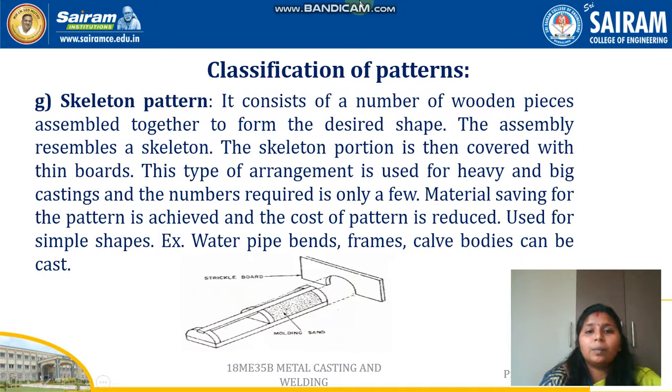The next one is the skeleton pattern. It consists of a number of wooden pieces assembled together to form the desired shape. The assembly resembles a skeleton. The skeleton portion is covered with thin boards. This type of arrangement is used for heavy and big castings, where the number required is only a few. Material saving for the pattern is achieved and the cost of the pattern is reduced. It is used for simple shapes like water pipe bends and frames. This is the diagram of a skeleton pattern.